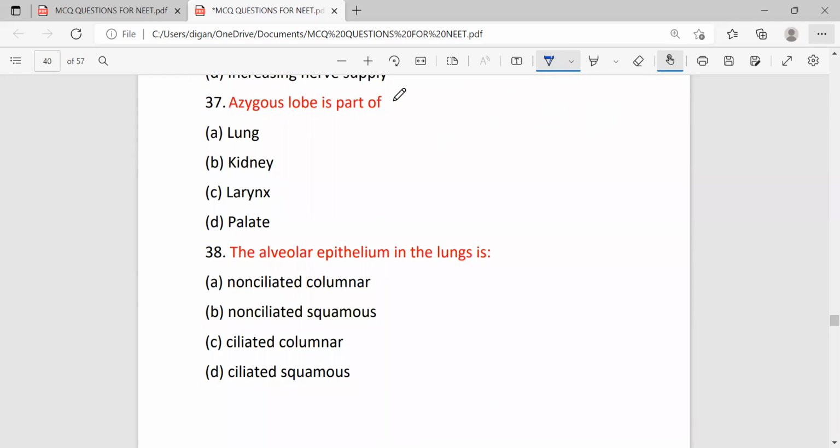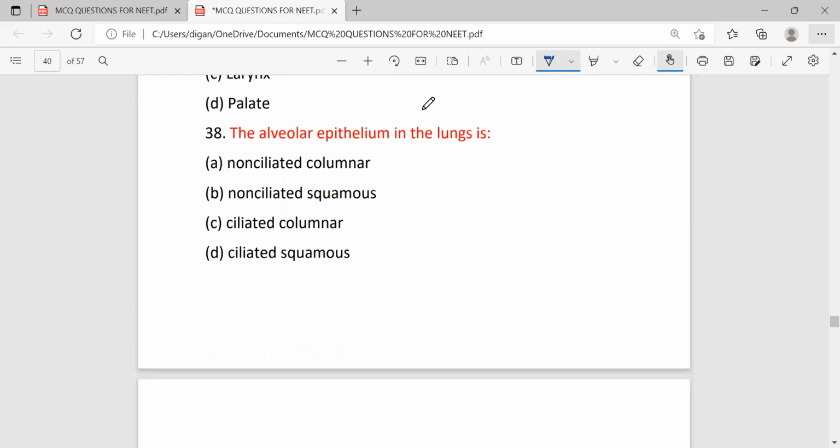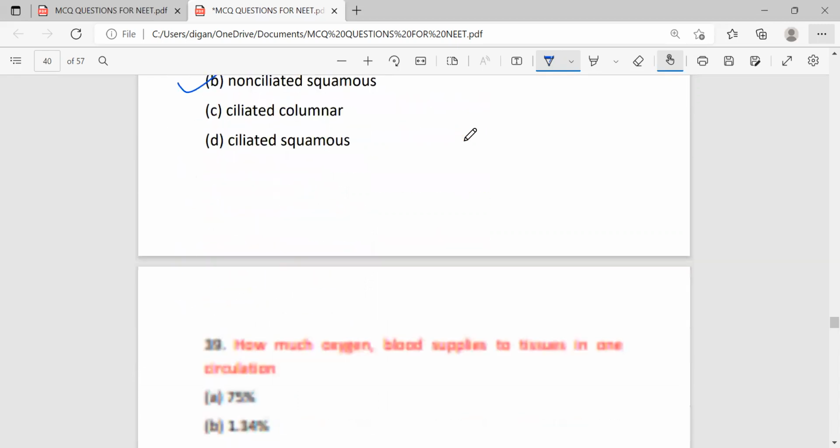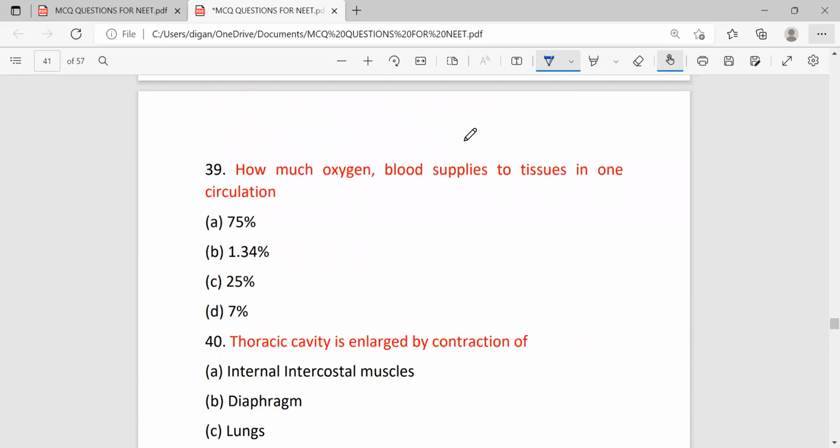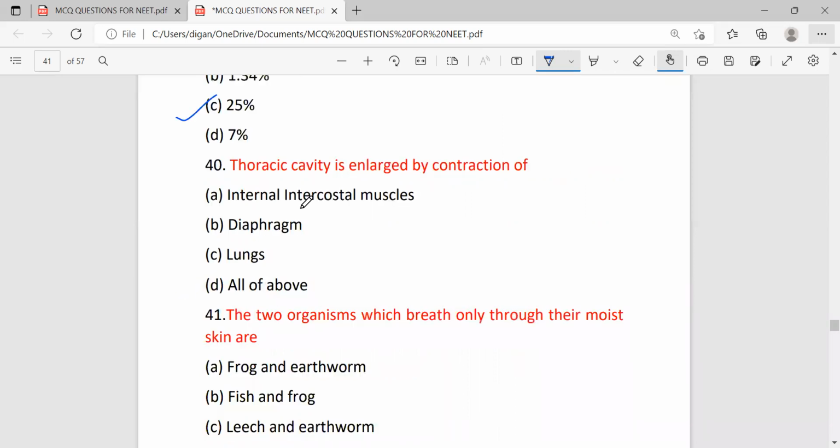Azygous lobe is a part of lungs. The alveolar epithelium in the lungs is non-ciliated squamous. Next, question number 39. How much oxygen does blood supply to the tissue in one circulation? And correct option is C, means 25%.